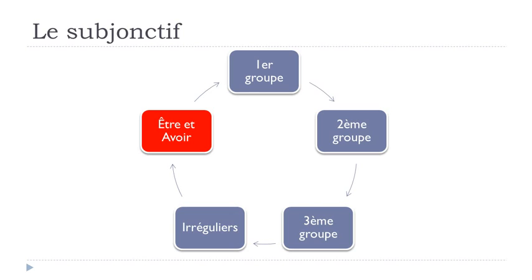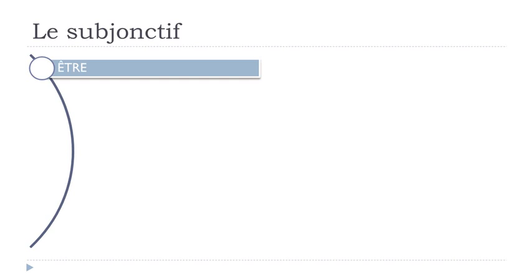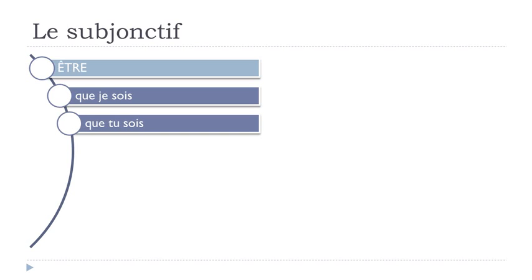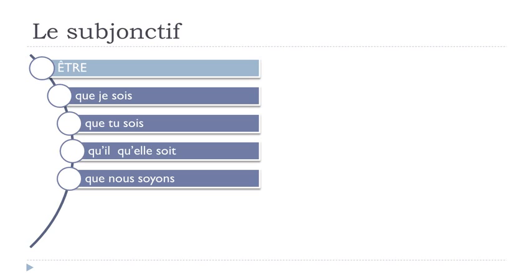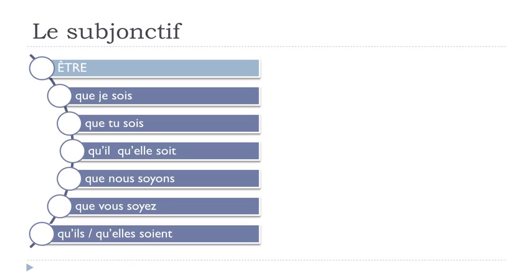And of course, we'll finish with être and avoir because they are usually quite tricky. Être, so to be, will give you at the subjonctif que je sois, que tu sois, qu'il soit, qu'elle soit, que nous soyons, que vous soyez, qu'il soit, qu'elle soit. Okay, so as usual, good news is that soit and soit here, you write them differently, but then you pronounce them the same way. Okay, and then soyons here for nous, soyez for vous.